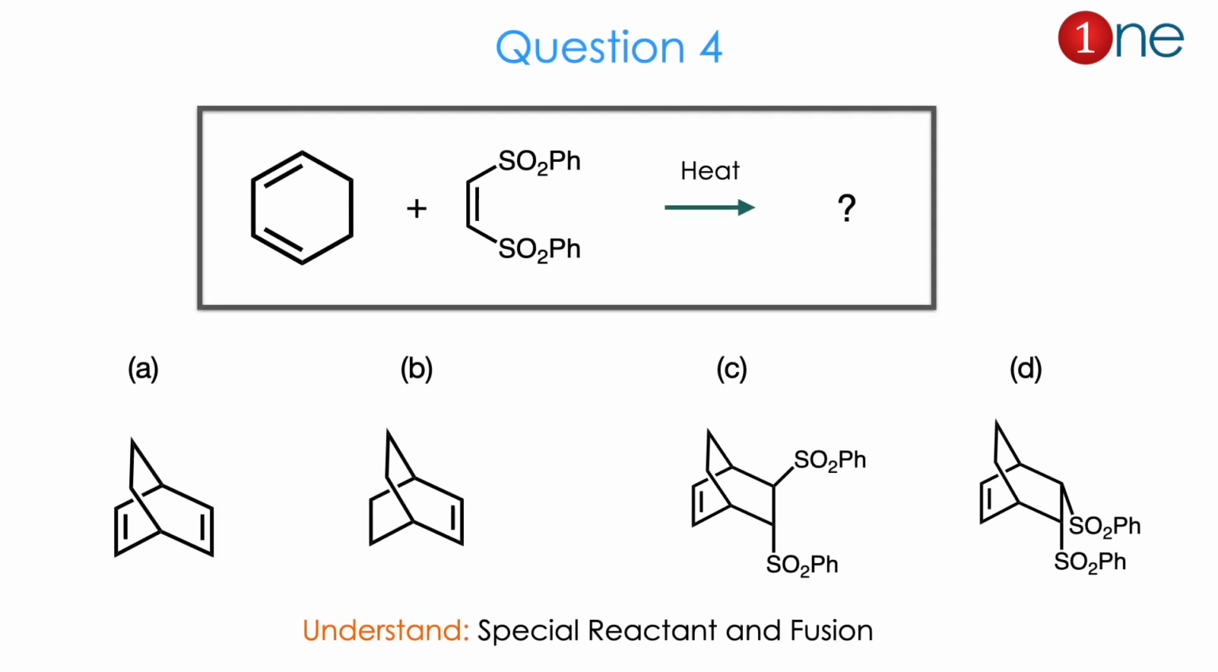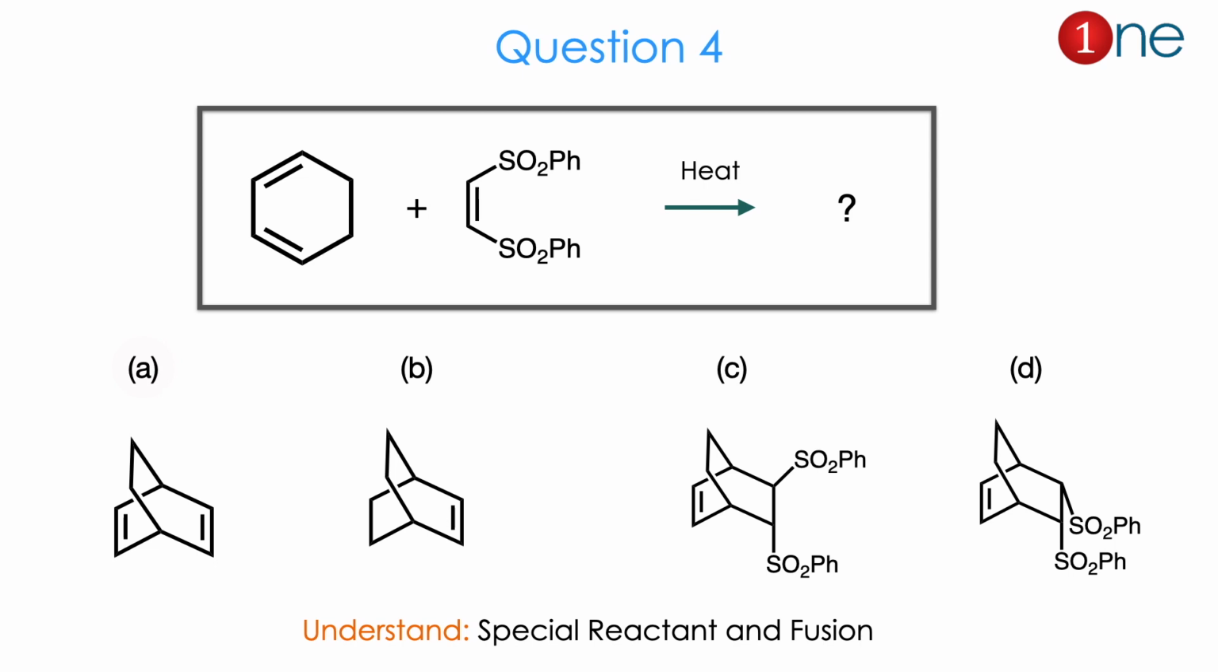Then question number 4. The starting material contains a conjugated diene, and you have an alkene with SO2Ph groups on both ends. You are using heat there. They ask you to find the products. 4 products are given. The product is a bicyclic compound with 2 double bonds and 1 double bond, and the SO2Ph groups are in trans position and cis position.